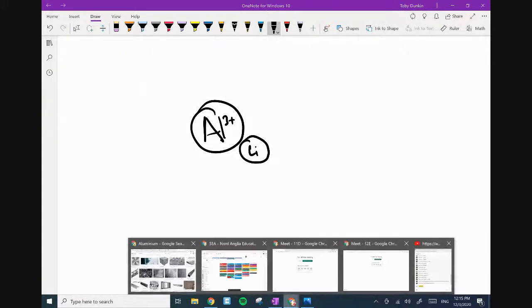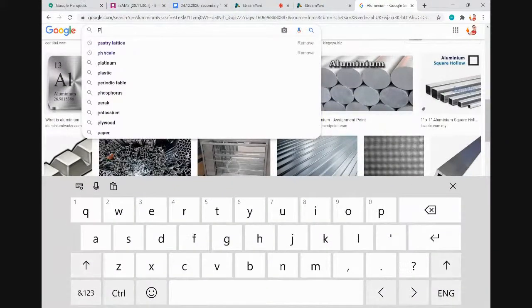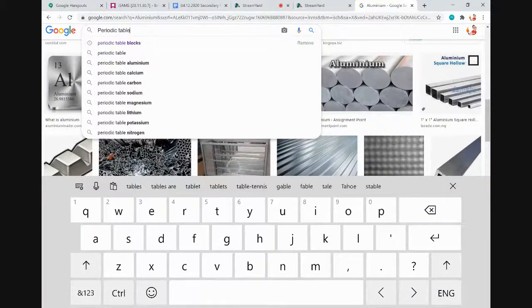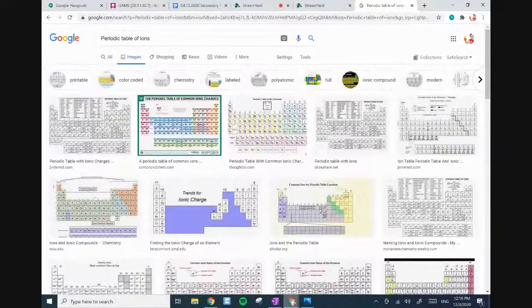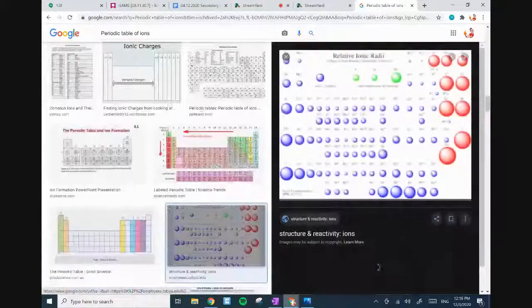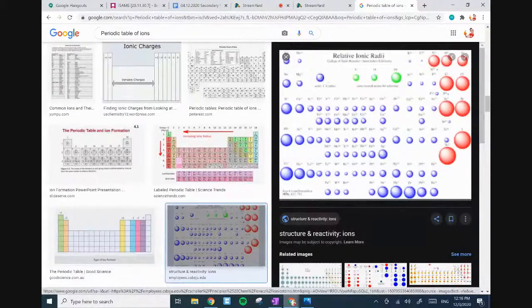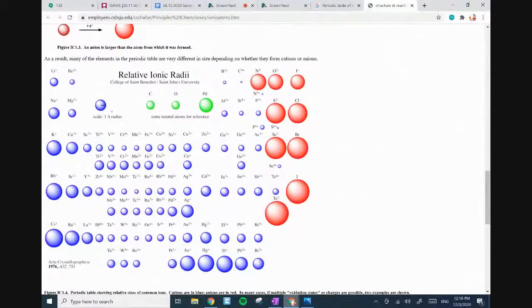Oh, that would be nice to know, wouldn't it? Periodic table of ions. Let's look at the sizes. Table of ions. Come on. Give me what I want. There. Hello. Look at that. Ooh, lithium is larger. Isn't that fascinating? I'm not entirely sure if I trust it, but sure.